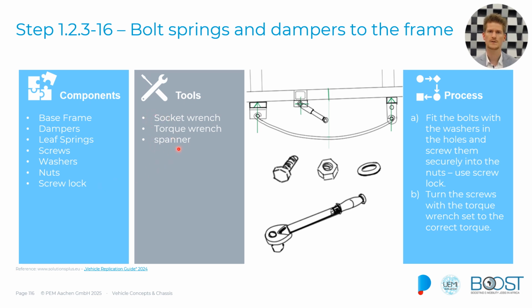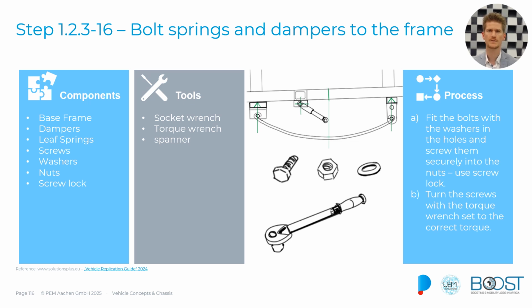The tools we need are the socket wrench, a torque wrench and some spanners. The process is actually quite straightforward. You fit the bolts with the washers, the holes and the screws, then secure the springs and dampers. Turn the screws with the torque wrench so the torque is correct. Please make sure that you're not overdoing it, so stay within the limits given for the screws.